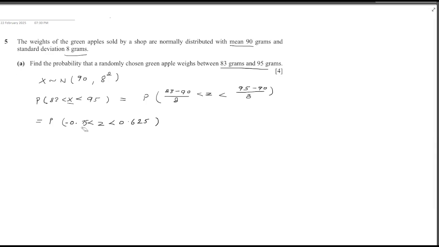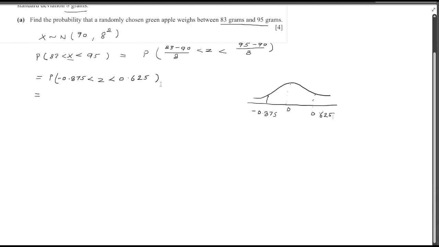Okay, I will write this again, 0.875. So this is equal to, now if I draw the normal distribution, one value of z is here, minus 0.875. The middle value of z is 0. And one value of z is here, which is 0.625.